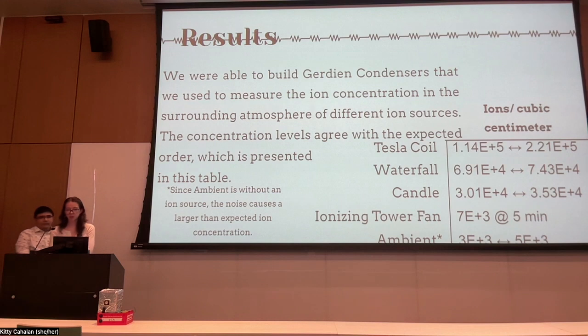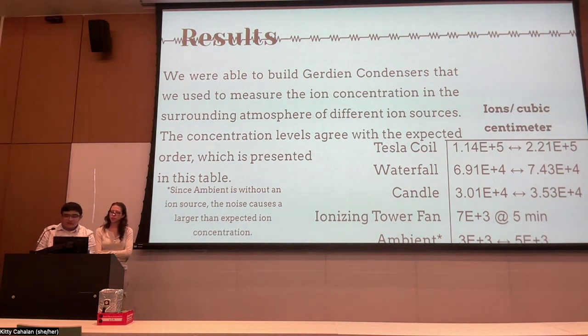So we were able to build gradient condensers and use them to measure the ion concentrations in the surrounding atmosphere of different ion sources, which we presented in this table in order from greatest concentration to least, with ambient obviously being last. And I'll let you take the rest.